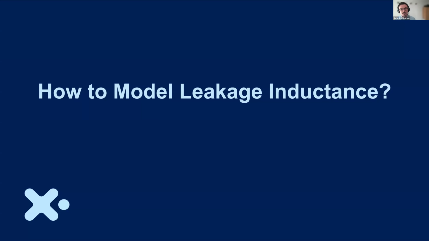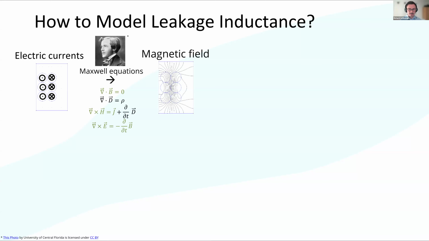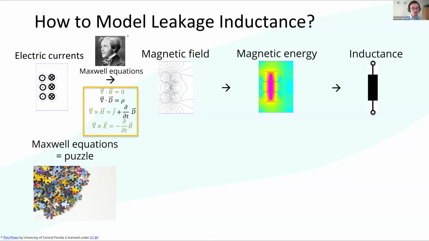But how do we model leakage inductance? So let me start from the very bird's perspective, from the very top-down approach. In the beginning, there were electric currents. And electric currents excite a magnetic field, and the relation is given by Maxwell's equation. Each magnetic field always comes with magnetic energy, and from the magnetic energy, one can then derive the inductance. There's also other ways on how to calculate leakage inductance, but this is a very convenient one.